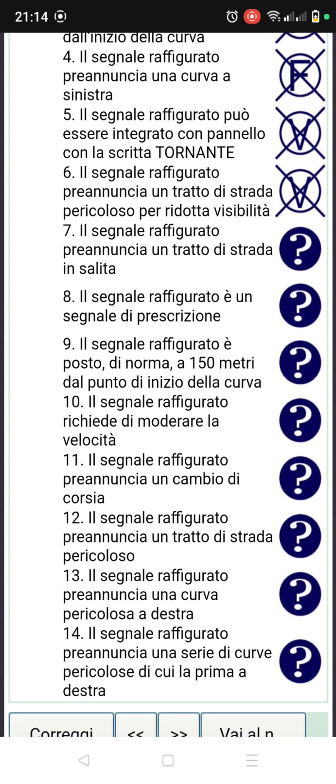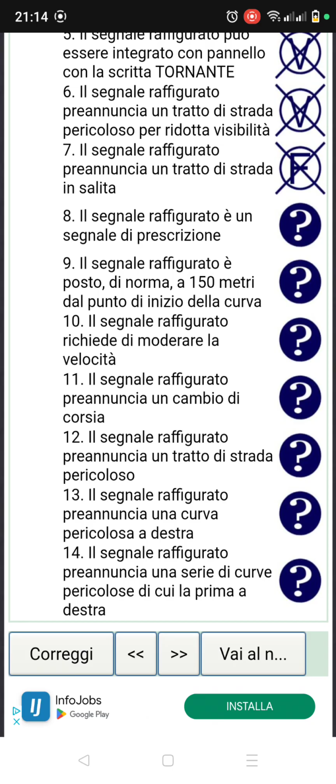Number 7. Il segnale raffigurato pronuncia un tratto di strada in salita. It's false. So this sign figure is announcing a section of the road in climbing. No, it's false. Salita is false. Number 8. Il segnale raffigurato è un segnale di prescrizione. No, it's false. Is a prescription signal. No, it's false. This signal is a dangerous signal, not prescription.